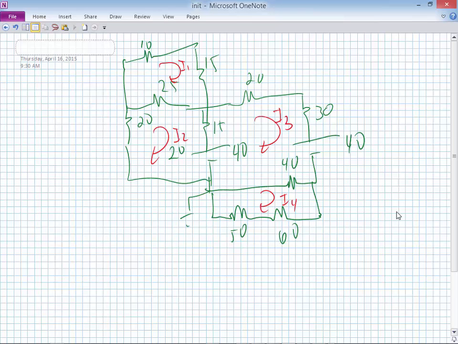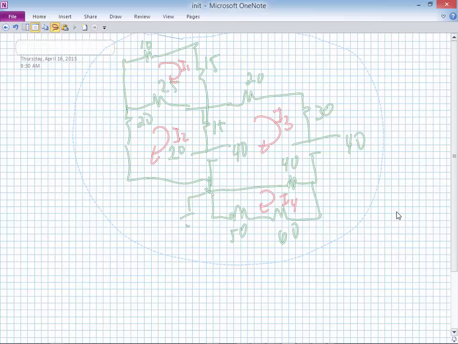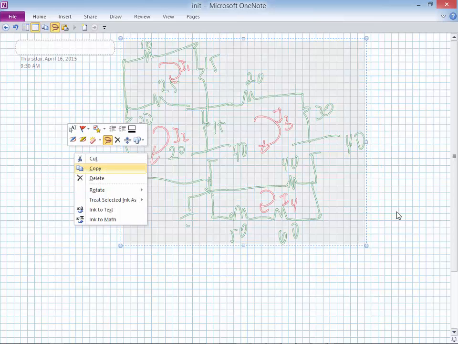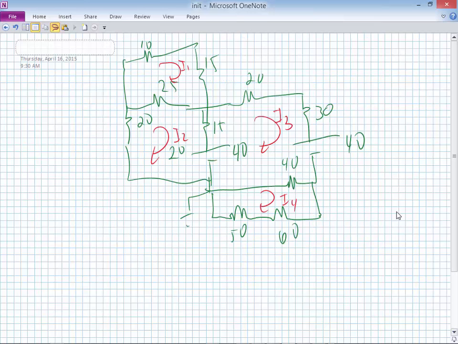But before I do this, let me lasso this so that I can copy this to the next page. Right there. I forgot to copy it, that's why it didn't work the first time. That there. Okay.